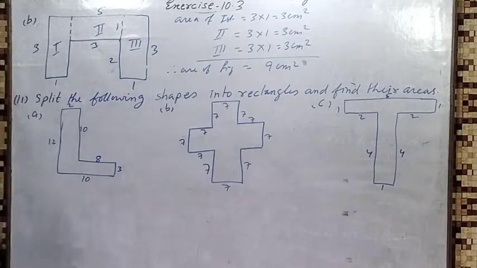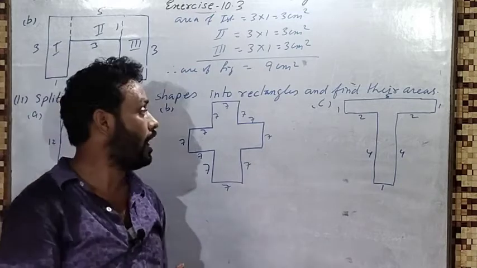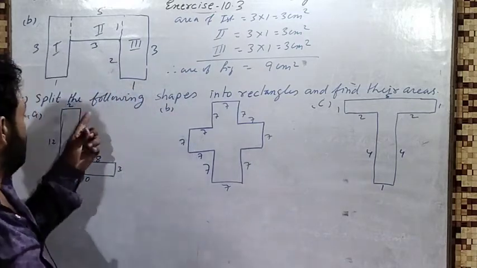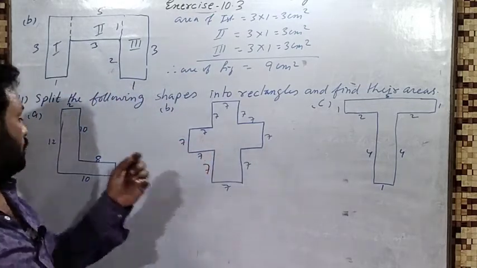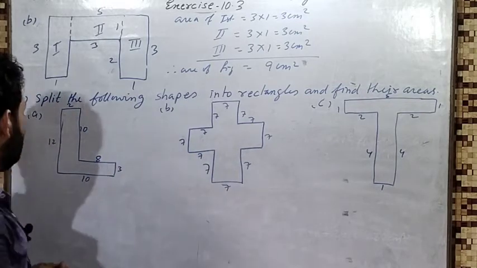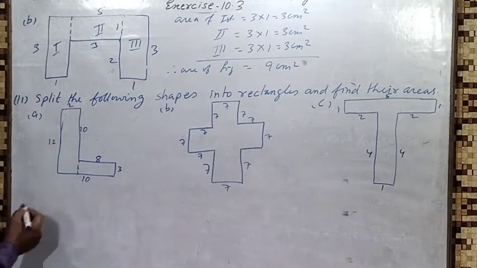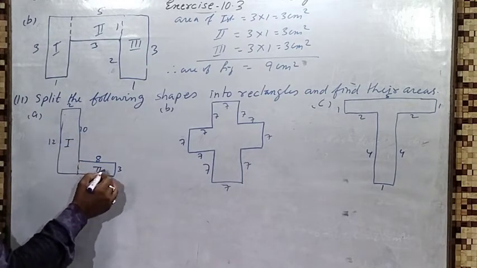Question number 11 says, split the following shapes into rectangles and find their areas. 3 figures I have given. You have to split them the same way as question number 10 and find the area. So we can do, first figure I can split from here. I am splitting from here. This one is the first part, this one is the second rectangle.